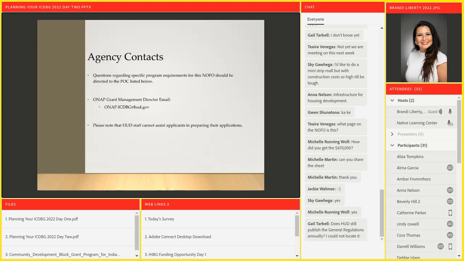Here's an email address for the actual ICDBG if you need assistance in understanding the NOFA. Keep in mind that HUD staff cannot assist applicants in preparing the application. So between now, with my training here, and when HUD holds their NOFO training, those will be your only opportunities to ask vaguely specific, project-specific questions directly to HUD. Otherwise, you may need to come to me or someone else to ask those particular questions. But HUD will not assist. Basically, they'll say, "Look at the NOFA." So keep that in mind as well.